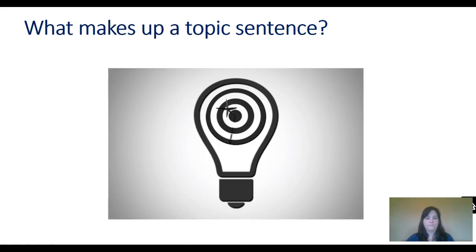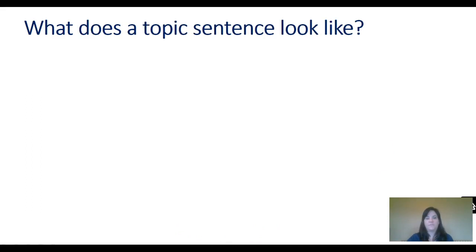about the topic. So when you have a topic sentence that has the topic and the controlling idea, it helps narrow down your topic into a more limited, specific thing about the topic that you want to discuss. Let's look at a few examples. What does a topic sentence look like?